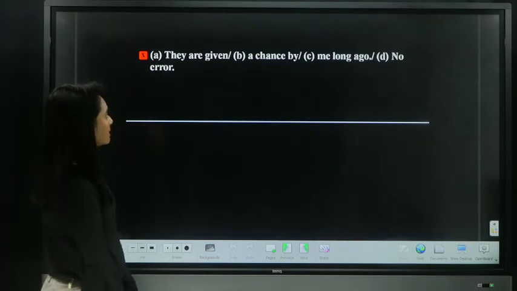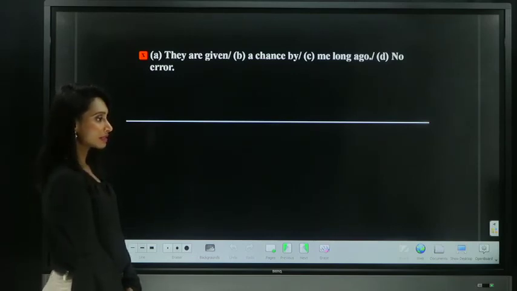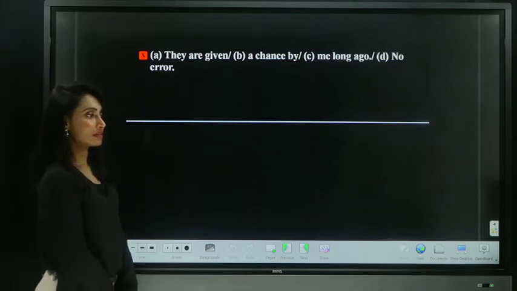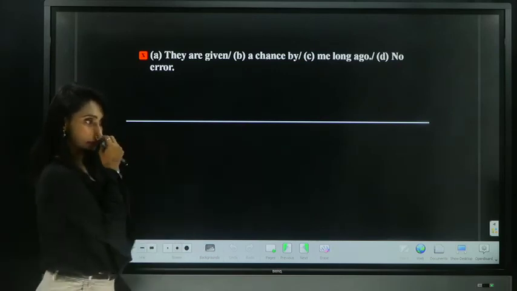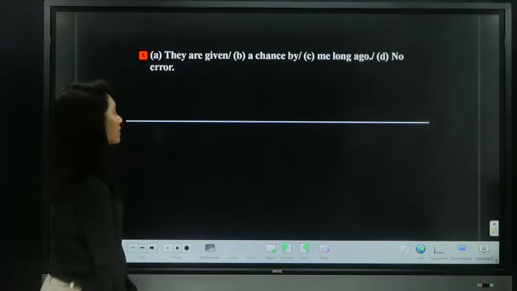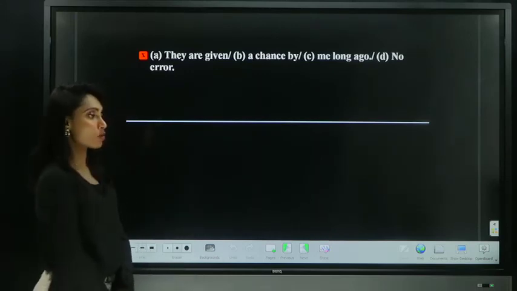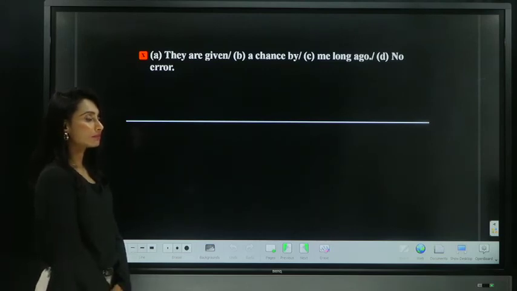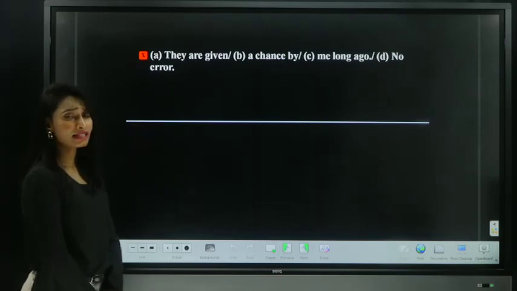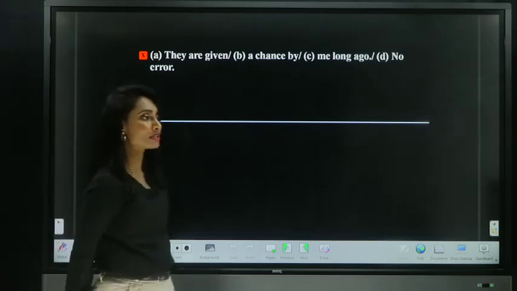You mean was, where you would like to use was? Okay, that's the previous one. Struggled. Yes, it is struggled. Now look at this sentence. They are given a chance by me long ago. Quick, guys. Find the time indicator. That would become easy for you. What's the time indicator here?